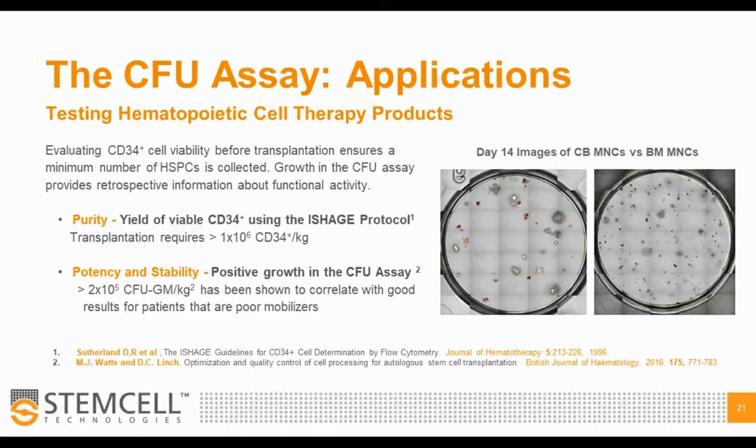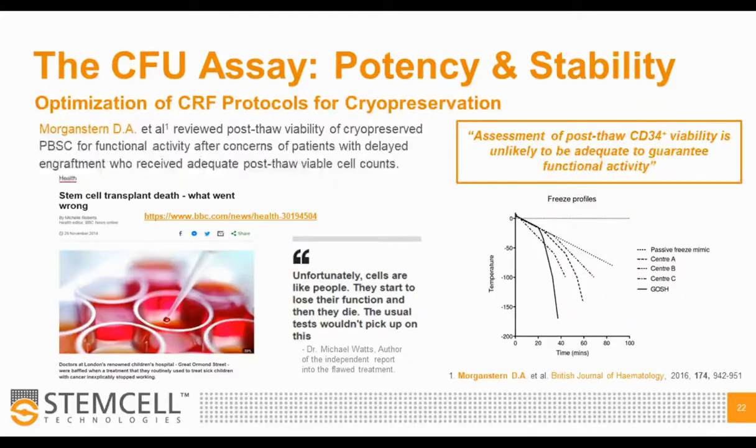So if you go back, look at the cell numbers and identify, yes, we have greater than 2 by 10 to the 5 CFU-GM that we injected, then you know that maybe the engraftment is just taking a little bit longer and you're not looking for another donor right away. So it does give you that retrospective data, but it gives a lot of comfort to make sure the assay did work, that at least the patient got the right cells in that case.